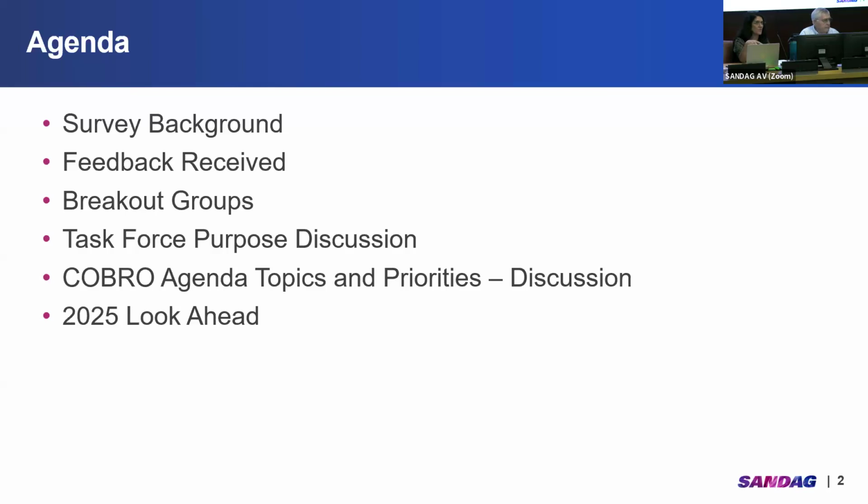which you all had an opportunity to return all the feedback to Hector back in March. Then we're going to provide a brief summary of the feedback received. And then from there, we're going to break out into groups to discuss some of these issues that Paul was referring to. And then the task for purpose discussion, which Paul is going to lead. And then the COBRO agenda topics and priorities, that's going to be a discussion that we'll have. And then the 2025 look ahead.